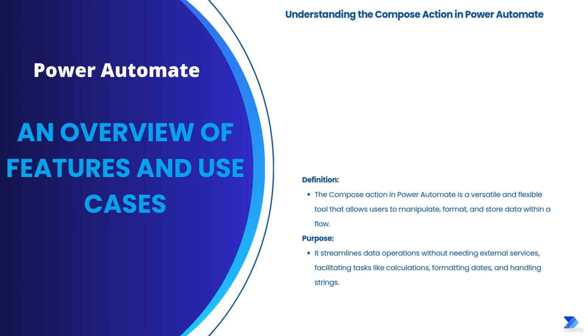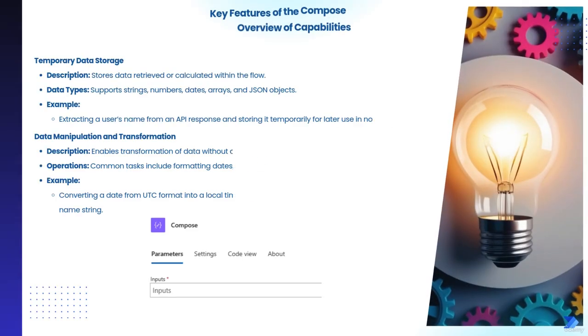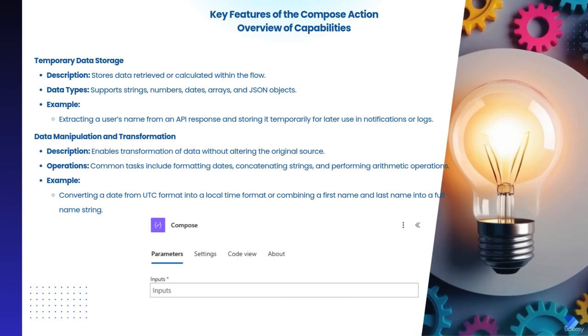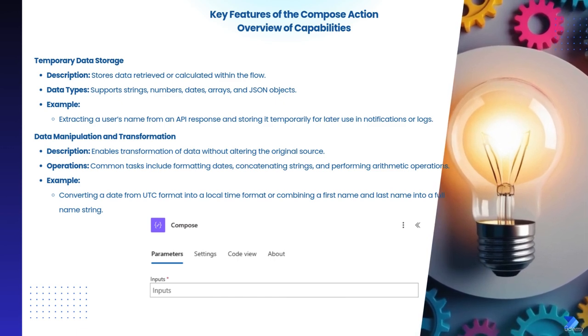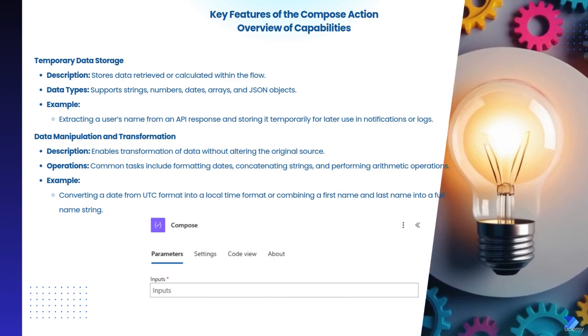Here are the main features of the compose action. Temporary data storage. The compose action is often used to store data retrieved or calculated within the flow for later use. This data could be a string, a number, a date, or more complex data like arrays or JSON objects. For example, you can extract a specific piece of data from a larger set, like a name from an API response, and store it in the compose action for future steps.